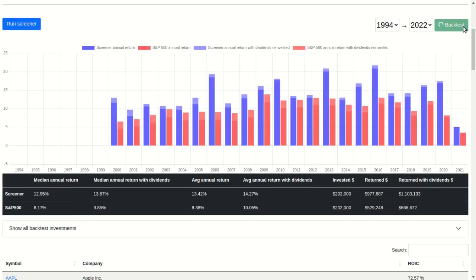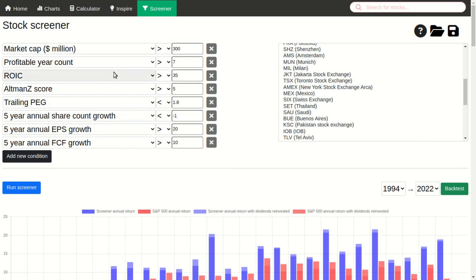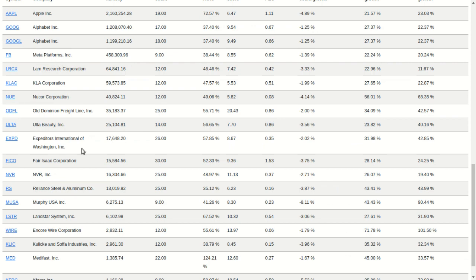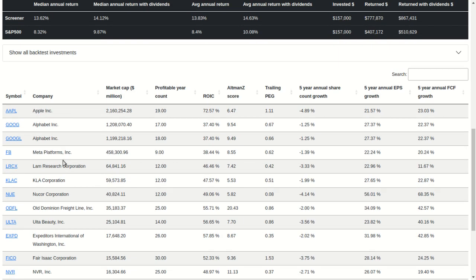So let's do a backtest now, and as you can see, now we are at 14.6% annualized average return and at 14.1% median return. So we are quite a bit higher than the S&P 500 using these conditions. So this may be a good screener. If we click on the run screener button, we can actually see all the stocks that currently match these conditions here. It doesn't mean you should buy them all, because you should do your own due diligence.